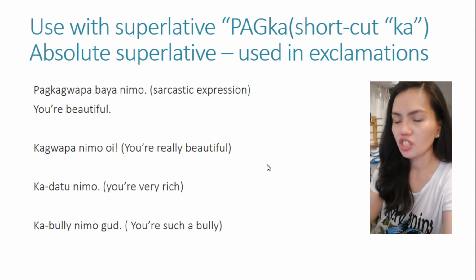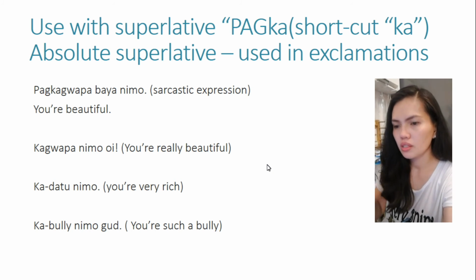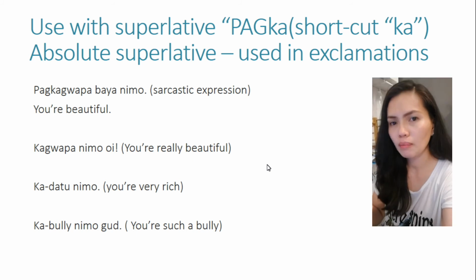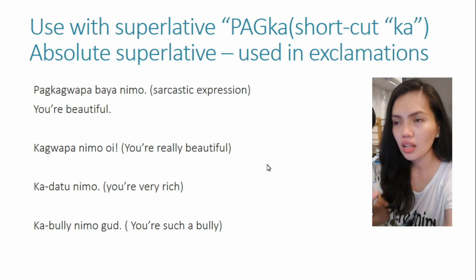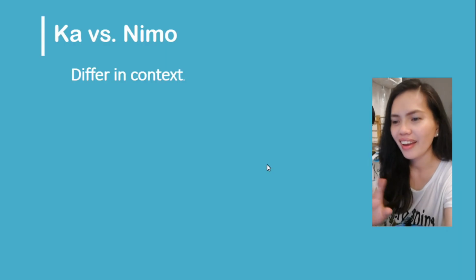You are referring to the second person. But then it's not. Once you use the pagka shortcut, you use nimo instead of ka, maybe because there is already a ka at the beginning, so you don't use ka guapa ka. For example, ka guapa nimo, you don't say ka guapa nimo ka, because it doesn't sound logical. It sounds funny actually. Ka guapa nimo oi should be the correct one. Okay, not ka guapa ka oi. No, that's wrong.